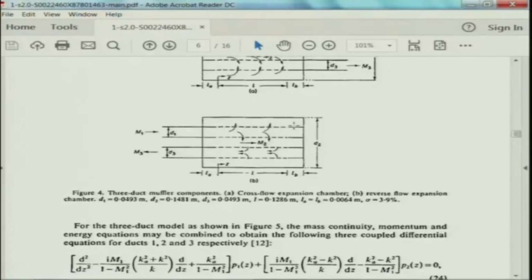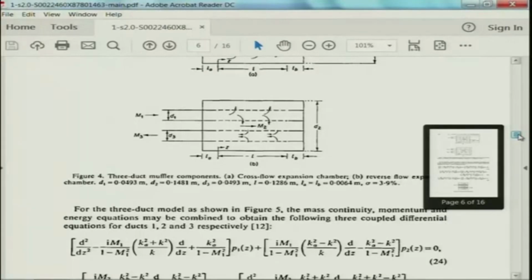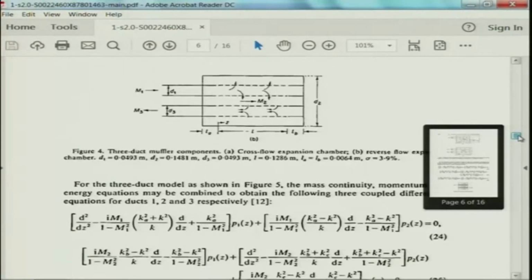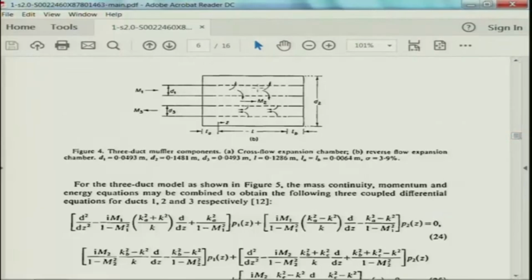So, let us consider the dimensions given here: basically 49.3 mm, 148.1 mm or roughly 149, and the other diameter is the same as D1. The perforated section length is about 129 mm, and the extension is very small, only 6.4 mm, and 3.9% is the small porosity. They have considered a very less porous, nearly solid section, but still it can do wonders. Of course, with almost zero porosity you will not have any transmission loss, because the waves cannot go through, so you need a certain non-zero value. They have chosen a duct with a very low porosity, but that is okay.